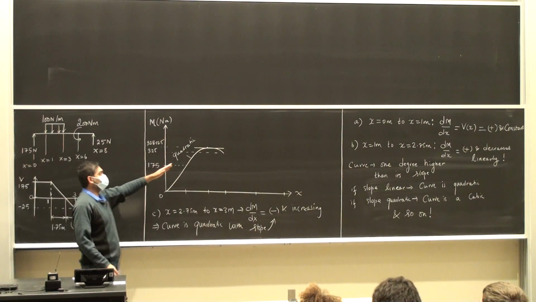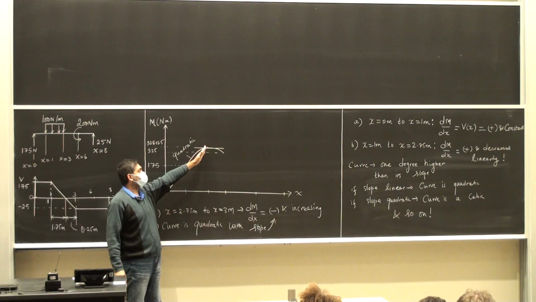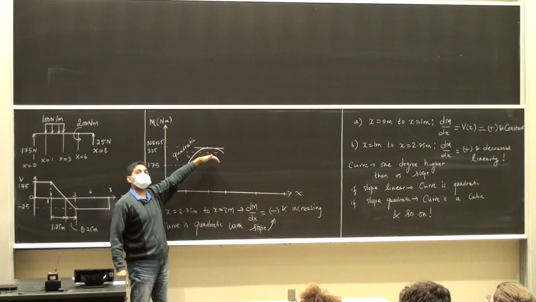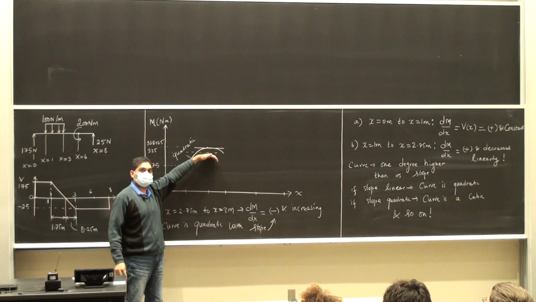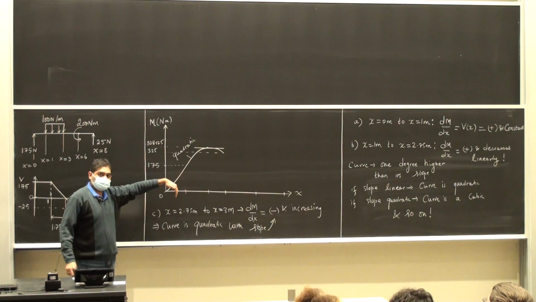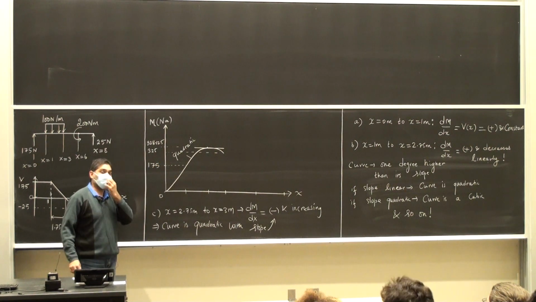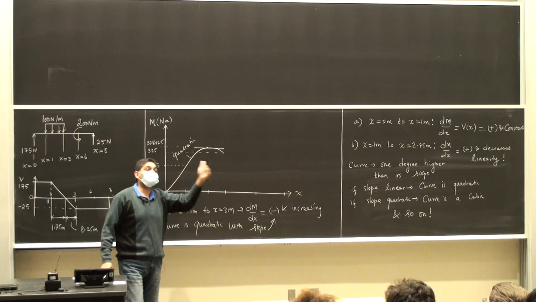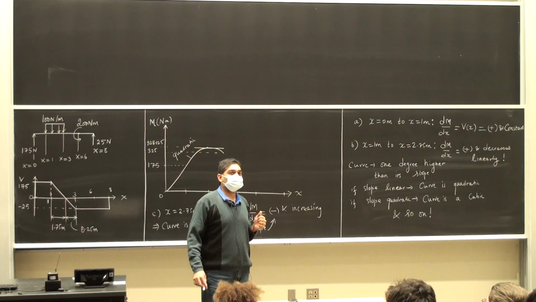Does this make sense to everybody? I start off with a 0 slope. The magnitude of the slope is increasing as I come to the end of x equal to 3 meters. But the slope is negative, which tells me that the value of my bending moment is falling down.